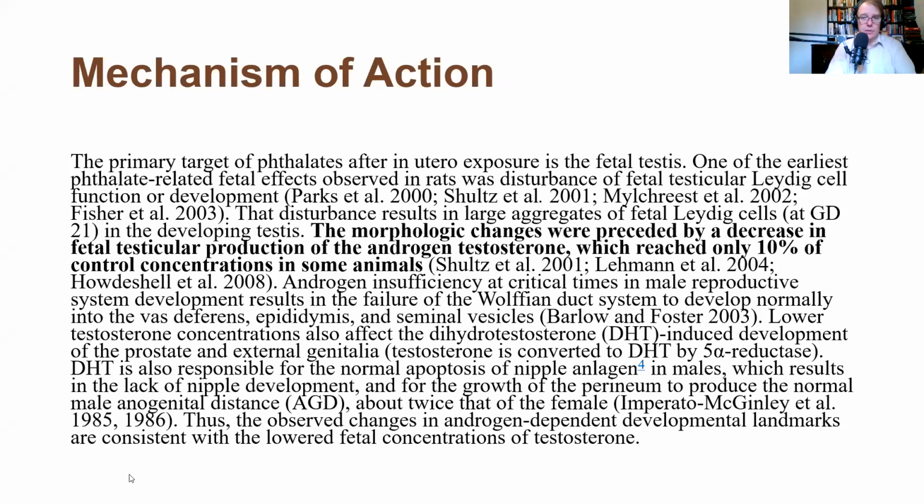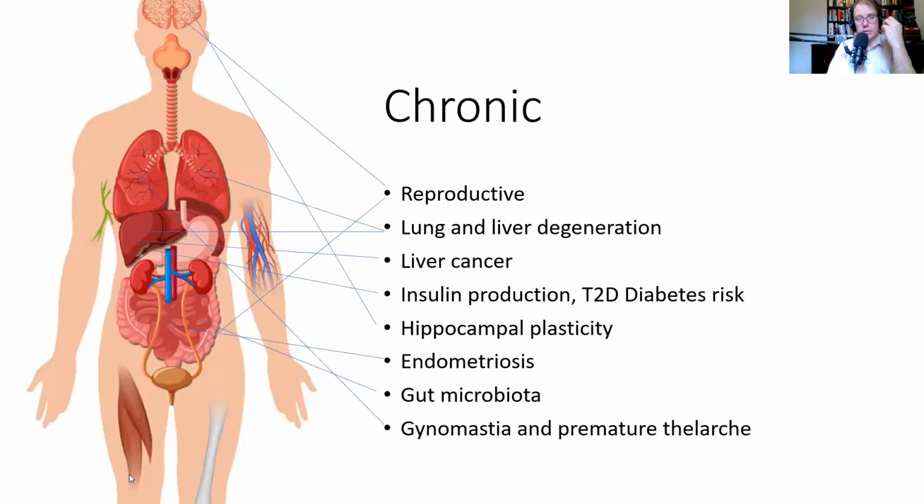This particular review includes the description of aggregates of fetal Leydig cells in the developing testes. So there's a malformation of development of the hormone-producing cells, the Leydig cells, which make testosterone. The morphologic changes were preceded by a decrease in fetal testicular production of the androgen testosterone, which reached only 10% of the control concentration in some animals. So these actually stop the proper development of these cells which produce testosterone. So they're an antagonist. They're blocking the production.